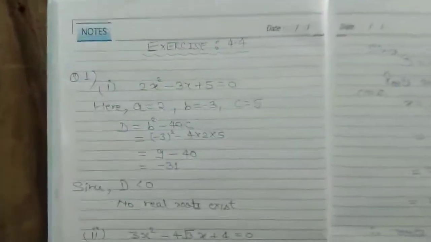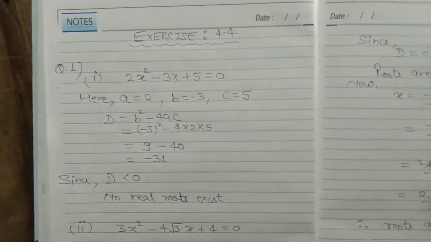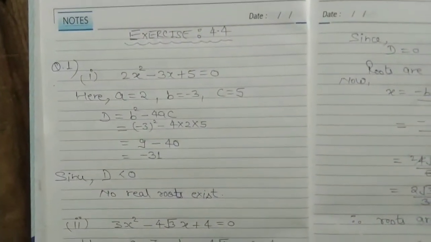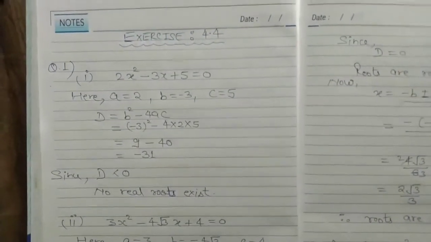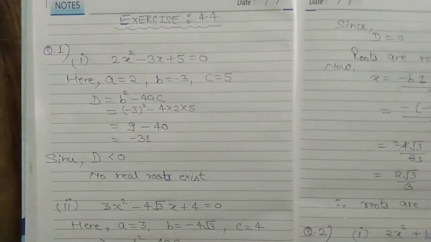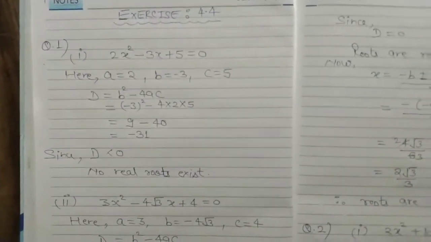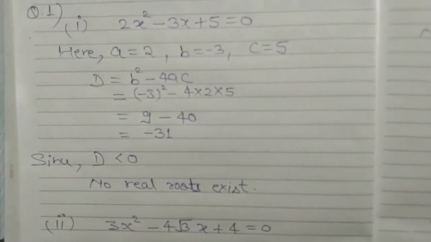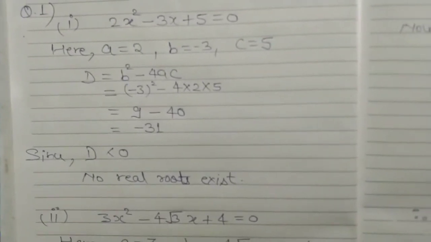First part, see, 2x square minus 3x plus 5 equals to 0. Here a is 2, b equals to minus 3 and c equals to 5. Okay, we all know that we have to take the coefficients with their sign. So first of all we will find D. D is b square minus 4ac. Put the values of b, a and c in the formula. On solving we will get minus 31. See, D equals to minus 31. It means D is less than 0. And if the value of D is less than 0, it means no real roots exist, okay.